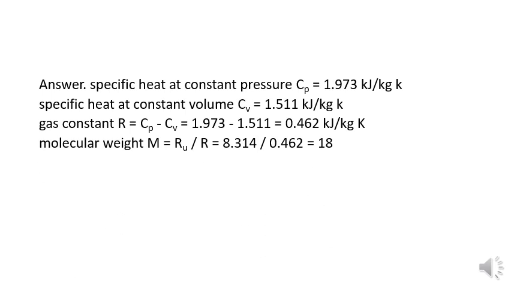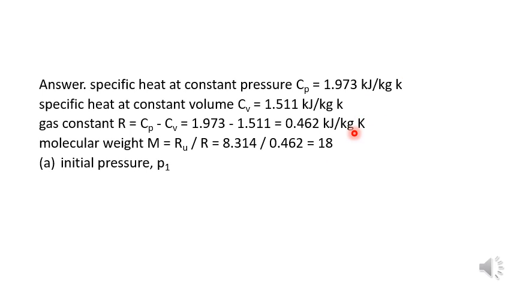So there is the molecular weight also. How will you get the molecular weight? By using R is equal to Ru by M. You have to remember the Ru value. We want the M value, so we can write the formula as M is equal to Ru by R. So 8.314 divided by 0.462 is 18. So the molecular weight of the gas is 18. First they asked to calculate the R value and molecular weight, so we got both the values.